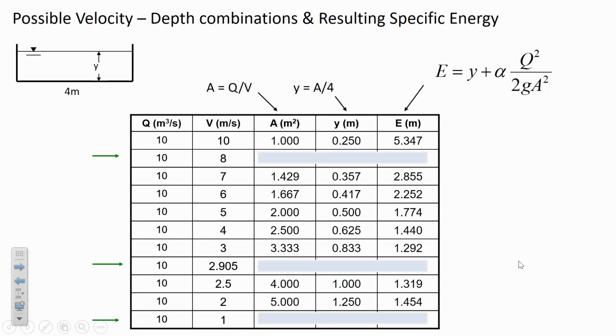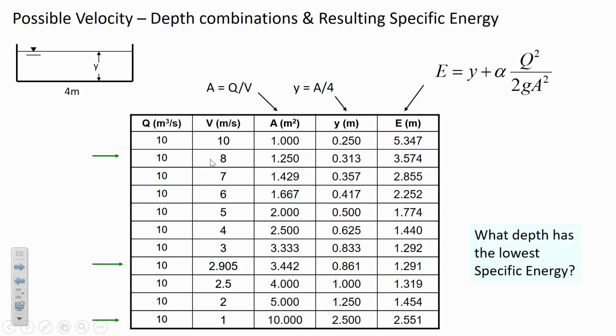Okay, so we should expect to see a cross-sectional area of 1.25 square meters. Then if we divide that area by 4, because that's the width of the channel, the depth of flow would have to be 0.313. And then the energy is going to be the depth plus the velocity head. We can calculate the velocity head as Q squared divided by 2gA squared, or since we have V, it could just be V squared divided by 2g.